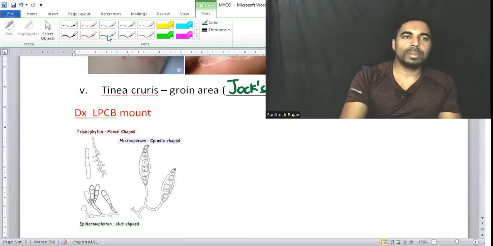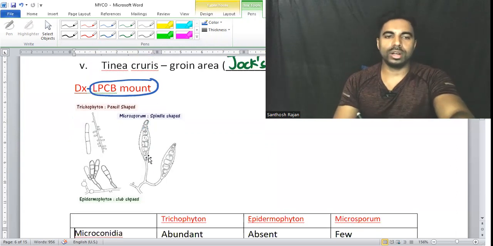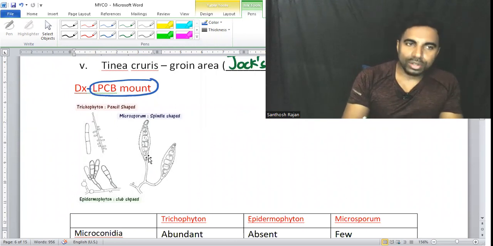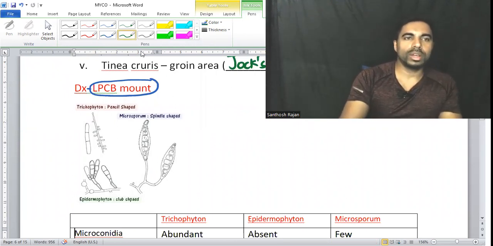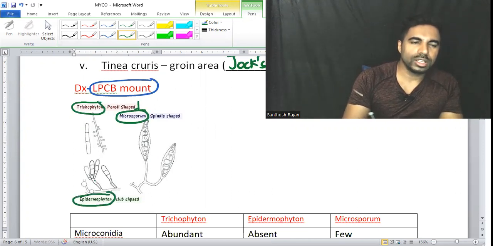And then what you have to do, when a sample comes, you do an LPCB mount and then you see how it looks. Usually we have two things, microconidia and macroconidia. Microconidia are not that useful, macroconidia are useful. Based on that, during microscopy, we are going to classify. This is for Trichophyton, Microsporum is like this, and Epidermophyton is like this.